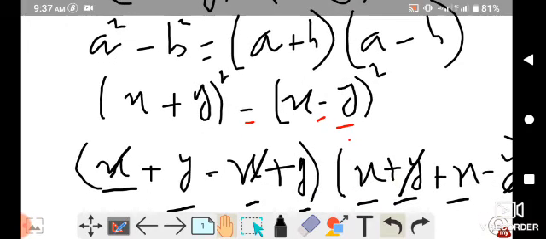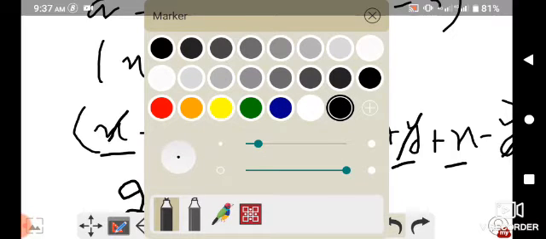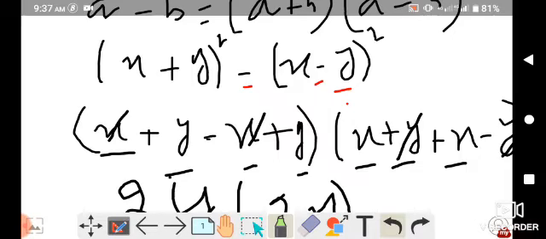Okay, so the real question is (x plus y) whole square minus (x minus y) whole square. Now it is a condition of a square minus b square: this whole bracket is in place of a square, and this whole bracket is in place of b square. Let's suppose, with the highlighter you can see.